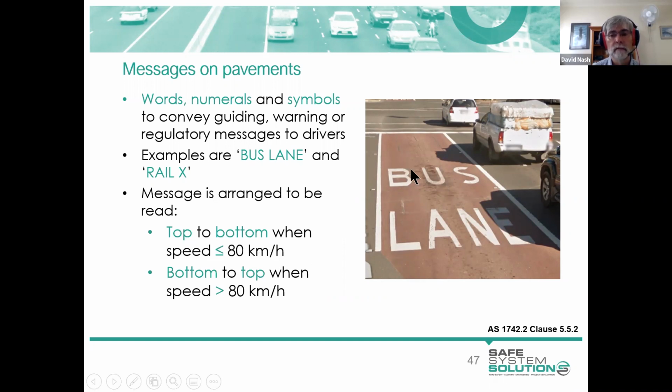So then a bus lane is not a good example because you're not likely to have a bus lane in a 100 kilometre an hour zone, but you would put the word bus first and then you get to the word lane second. That's the way it's suggested you put the words out. So Rail X is probably a better example. If you're on a 100 kilometre an hour road, you have the word rail first and then the X afterwards. Whereas if it's 80 kilometres or less, then you have rail on the top and then X underneath it.